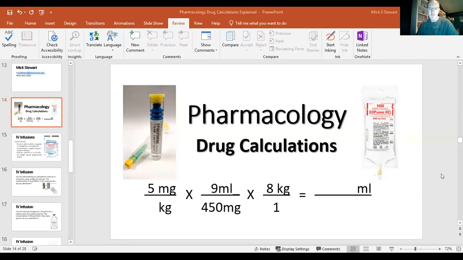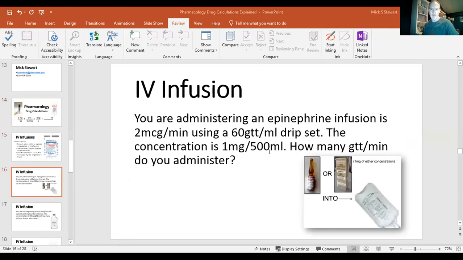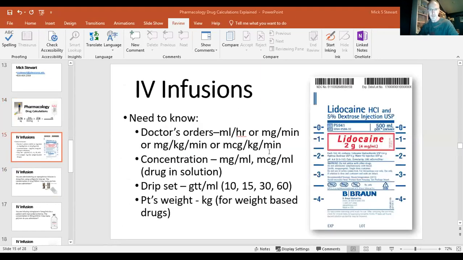Many of you have been asking for some help with pharmacology and drug calculations. So that's what we're going to work on right now. This video is for IV infusions. I'll have a separate video for doing IV push drug calculations. So if you've watched the other video already, you've already gone through some of this information. If not, this is a good review regardless.